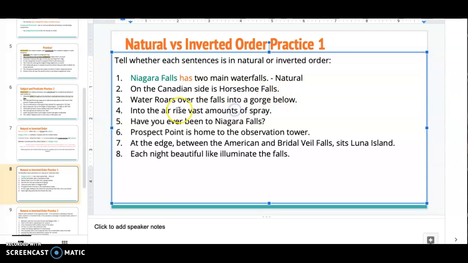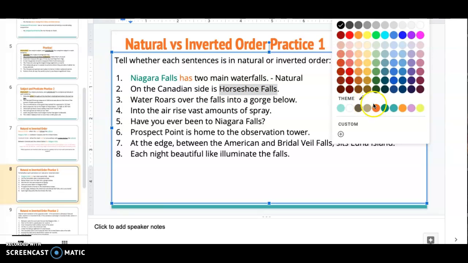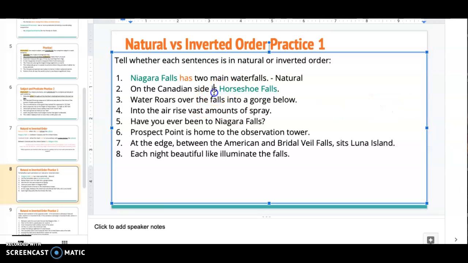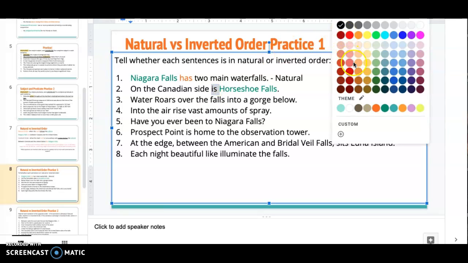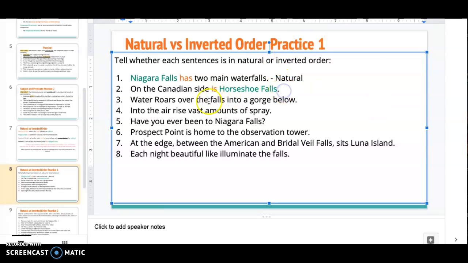Okay? On the Canadian side is Horseshoe Falls. Here I'm talking about Horseshoe Falls, right? I'm not telling you about the Canadian side. I'm not telling you the Canadian side is large or anything. I'm telling you on the Canadian side. So what am I talking about on the Canadian side? Horseshoe Falls. And then we see the predicate is. Horseshoe Falls is. And because the verb comes before the subject, it is inverted.